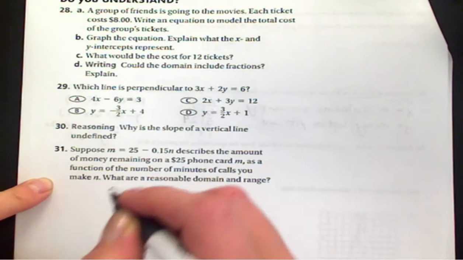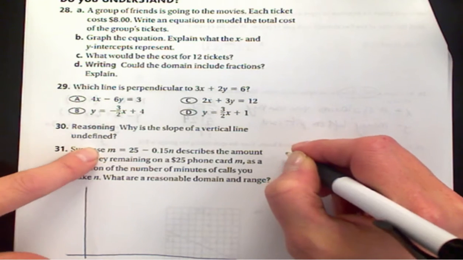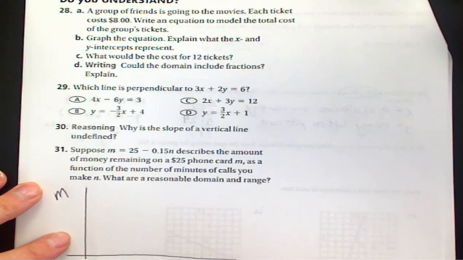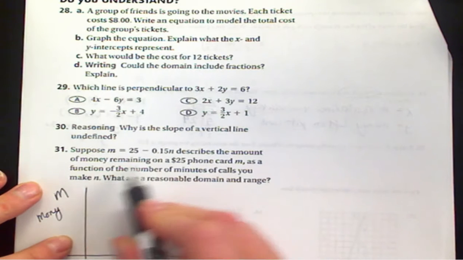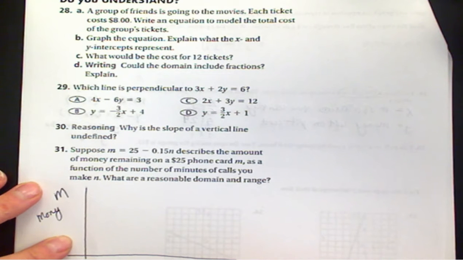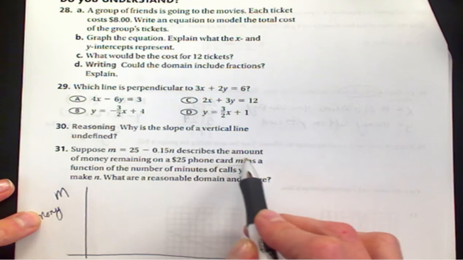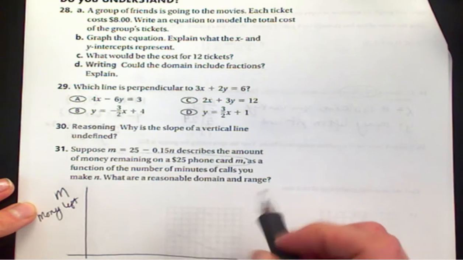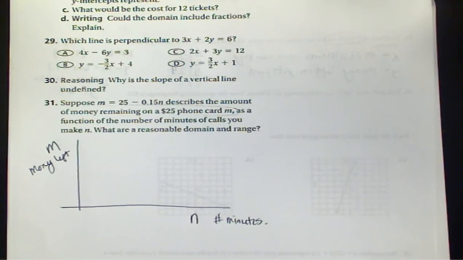Okay? All right, I'm going to make a set of axes here because this is slope-intercept form. This is M. This is N. This is money. This is number of minutes. Right? Money remaining on the gift card. Money left, as a function of the number of minutes. So it's actually very similar to that first question we just did.